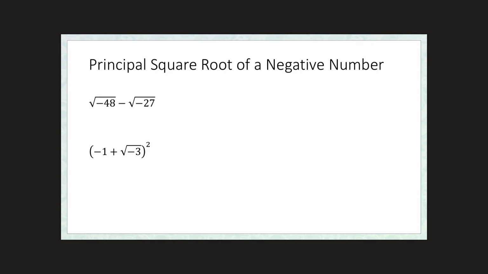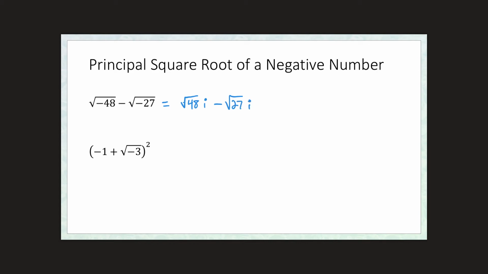Okay, this might be a little bit of review for you all. We have two square roots that are negative, but they can actually be subtracted the way you see them, because they aren't exactly the same radicals. We'd have to simplify them first. But before we do anything, the principal square root of a negative number means that you have to move the i out first. So the square root of 48 times i, and that i is not underneath that square root anymore, minus the square root of 27 times i.